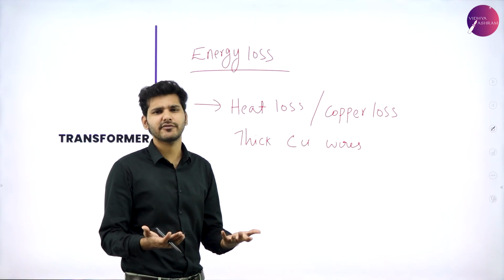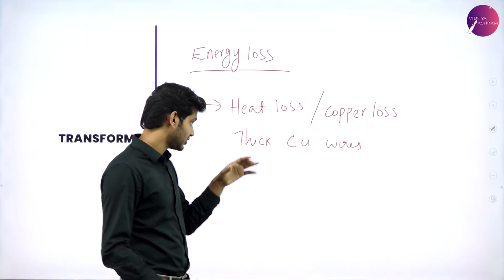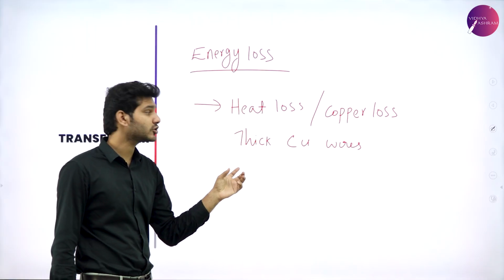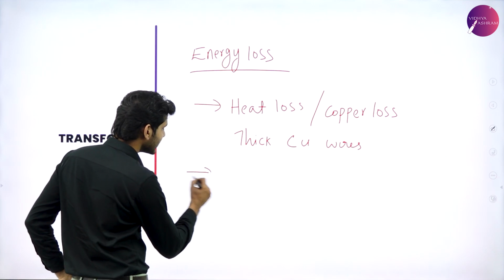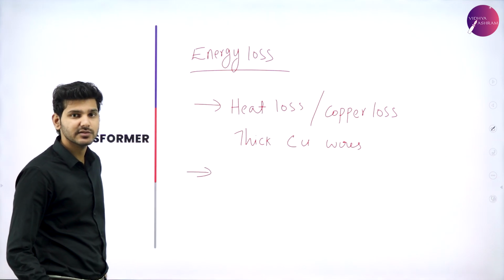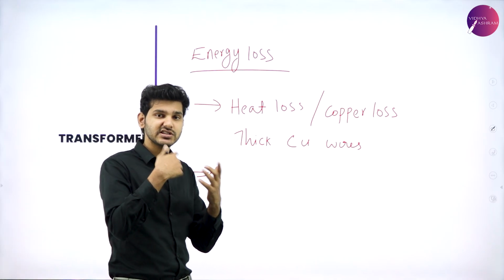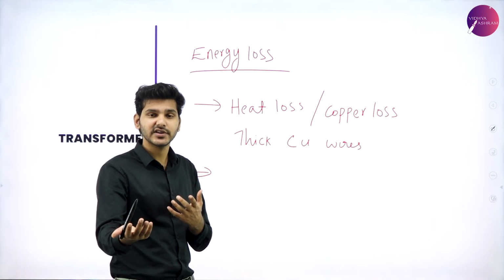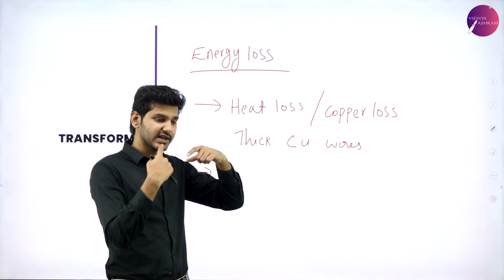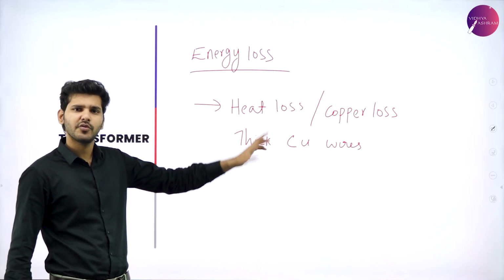It is a practical effect. We cannot do anything about it. We can only minimize it to a certain extent. So we can say that heat loss can be controlled using thick copper wires. And the next thing that arises is very simple. You know that the change in magnetic flux, inducing the EMF in the other coil, happens because there are tightly wound wires there.